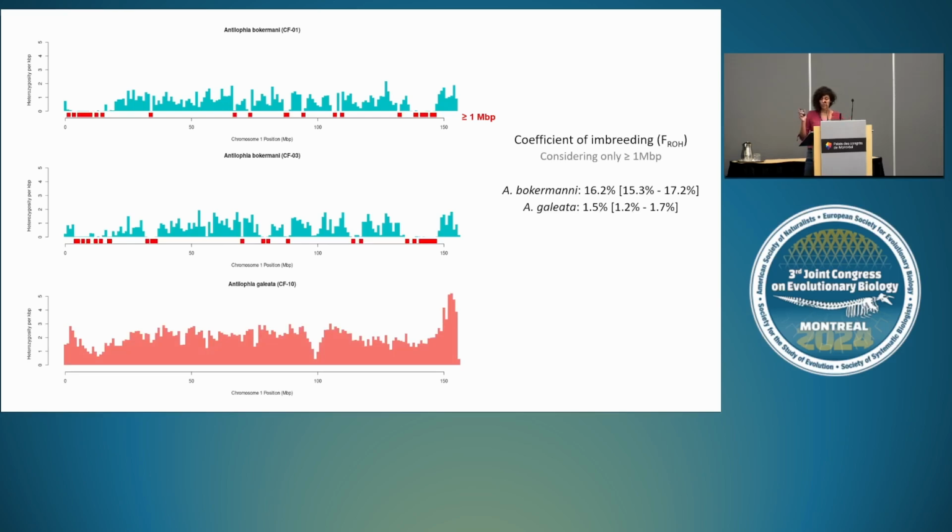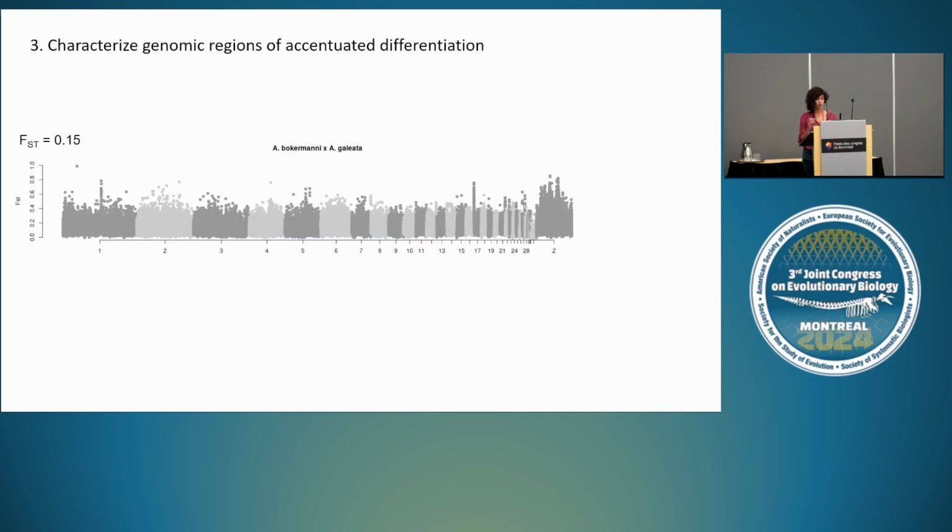And we found that 16.2% of the genome in Bocchermani corresponds to these high runs of homozygosity, so suggestive of high rates of inbreeding and of ancient bottleneck effects. Finally, we characterize the genomic regions of accentuated differentiation using fixation index. And among these two species, even though they diverged 100,000 years ago, the FST is considerably high, 0.15, which is possibly because of this large drift in isolation.